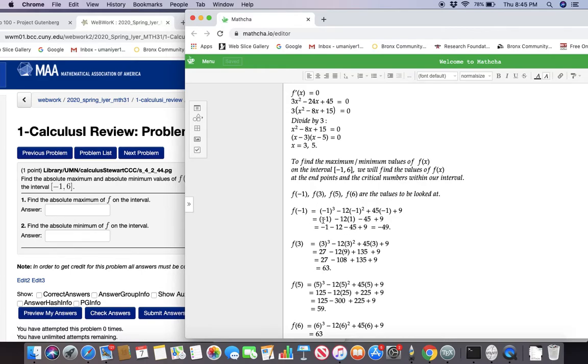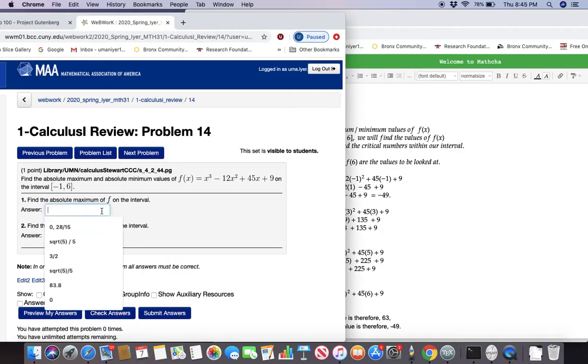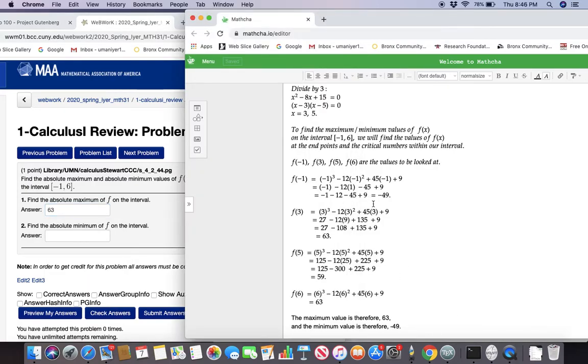At -1, assuming all my calculations are correct, -49, at 3, 63, at 5, 59, at 6, 63. So what is the absolute maximum? Well, look at these numbers: -49, 63, 59, 63. 63 is the absolute maximum. It happens at 2 different numbers, but that's okay. They are asking for the absolute maximum of f, that is the value. So the absolute maximum is 63. What is the absolute minimum of these 4 numbers? -49.